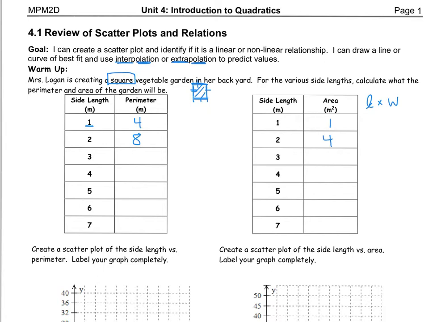And then you're going to create scatter plots of each. And I've already set up the axes for you on these, which helps, but you still need to label the graph. You've got to put a title on it, you need to put axes titles on it, and complete your graphs there. So put the video on pause, do your work here, and then you can check it with the rest of the video.